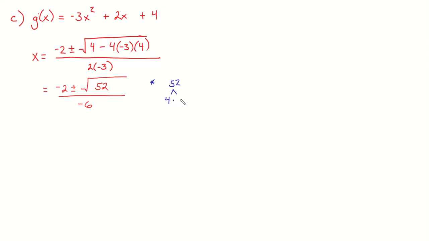4 times 13. Why would I want to write 52 as 4 times 13 instead? Yeah, I know the square root of 4. That's pretty handy. So here we go. Negative 2 plus or minus. What thing comes out of here? 2. So I'll cross that out. It's kind of like scratch work on the side. 2 times the square root of 13 over negative 6.